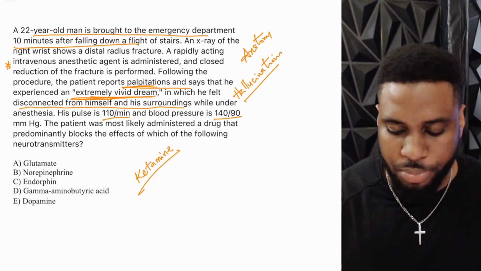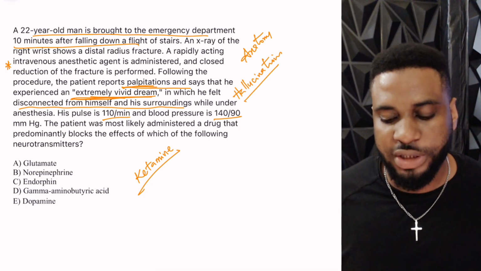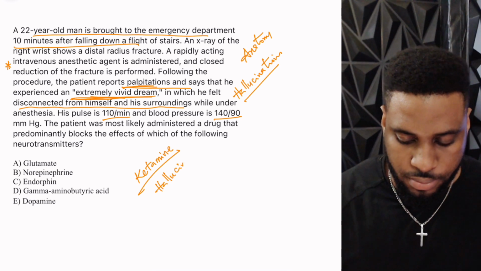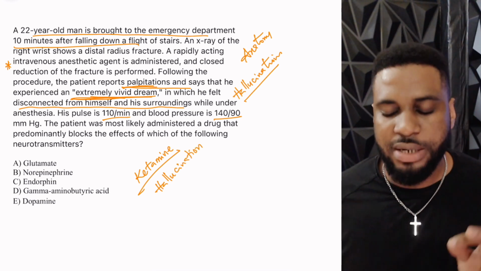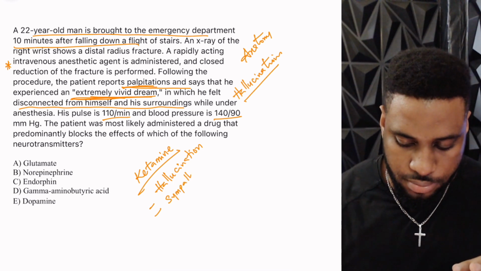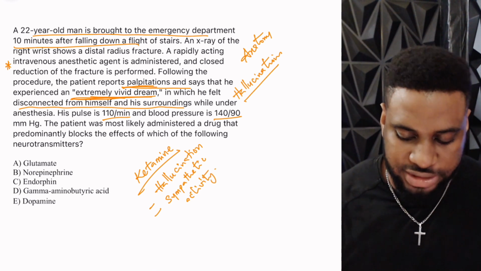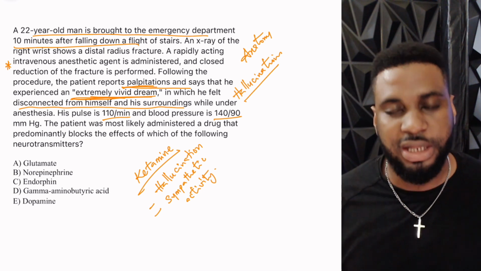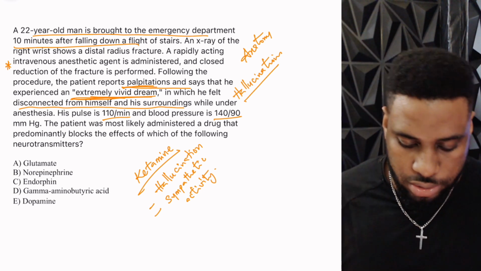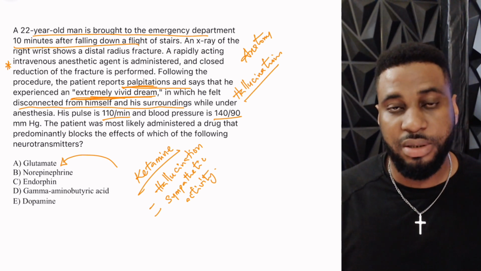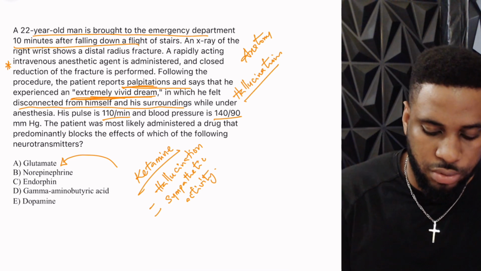And this is one of the important side effects of ketamine they want you to know on your exam. Of course, ketamine will cause hallucination, and it will also cause increased sympathetic activity. Now, how does ketamine work? Ketamine works on the glutamate receptors.